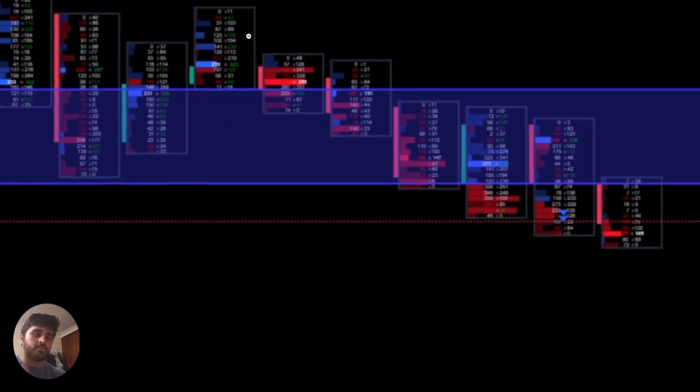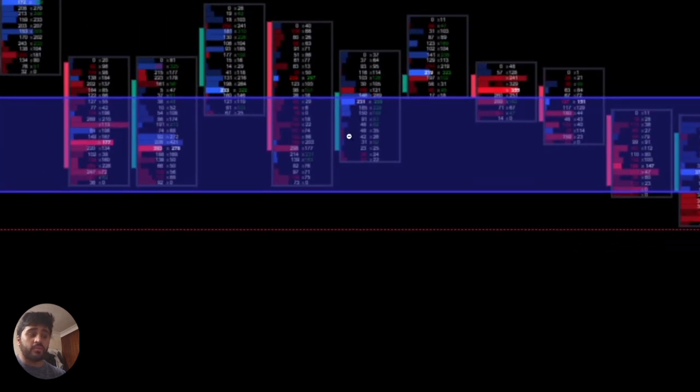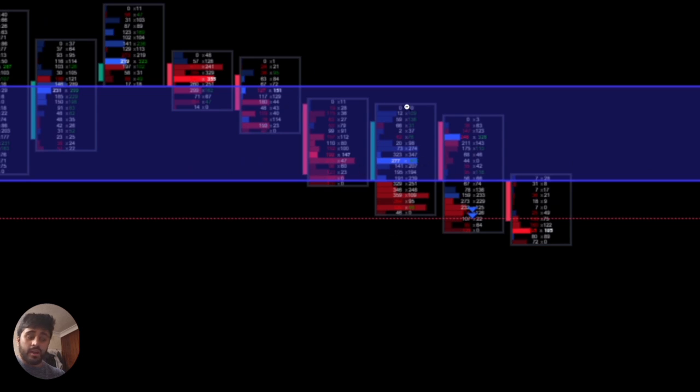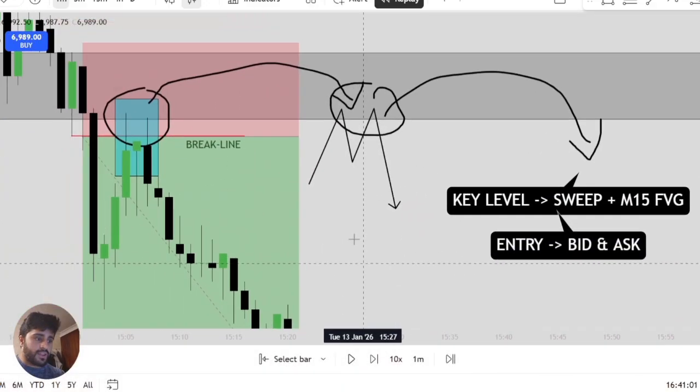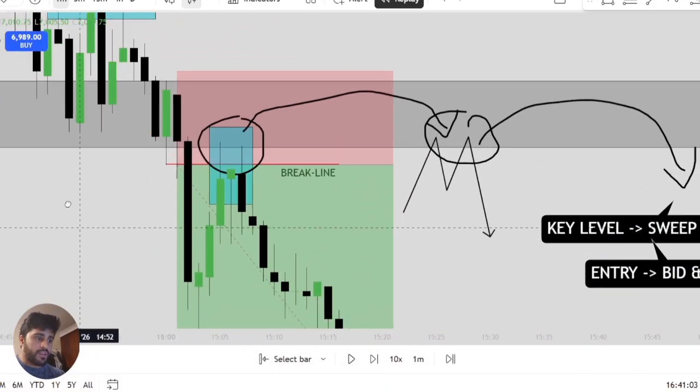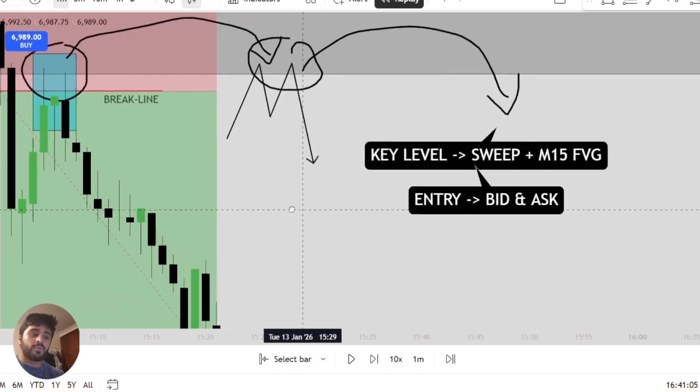Lots of blue delta, which means buyers are putting in effort, but buyers are unsuccessful, because if these buyers were successful, we would have driven price higher above the level. Breaking below our level, despite having all these buyers over here, shows us an absorption of buyers. So it shows you that in this region, over here and also over here, the buyers were unsuccessful.